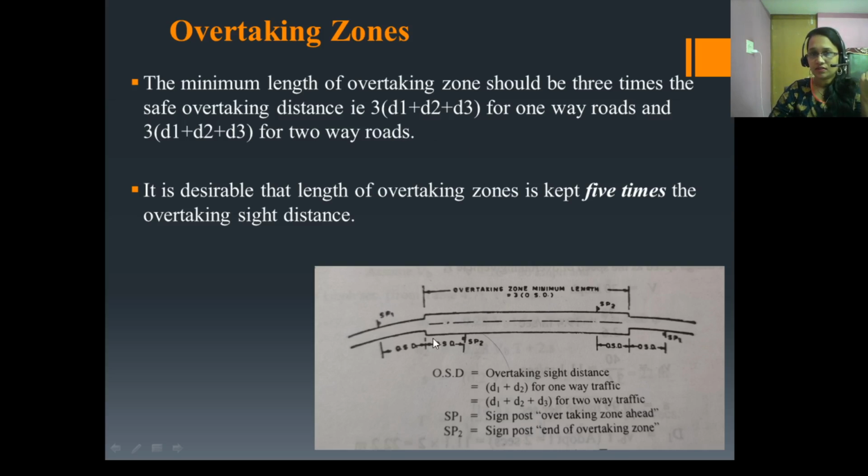As you can see in this figure, this distance is your overtaking zone, that is the minimum length, which is 3 times the OSD. This is SP1, that is a sign post for overtaking zone ahead. SP2 is your sign post, it is the end of the overtaking zone. This region is your OSD. It is desirable that the length of the overtaking zone is 5 times the overtaking sight distance. So remember, the length of the overtaking zone will be 5 times the OSD.